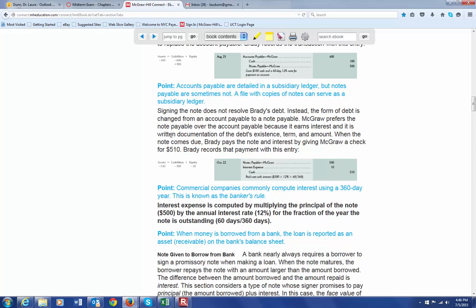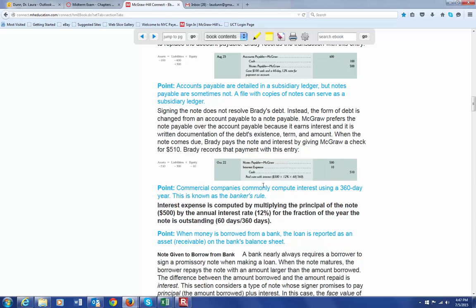McGraw prefers the note payable because now they're earning interest. So when that note comes due and Brady pays it, hopefully, they're going to give them both the $500 but also the amount of interest that's owed them. And in this case, the interest is $10, which is calculated by taking the $500 times 12% times the 60 days. So it's only $10 in interest to be able to extend this over a 60-day period.